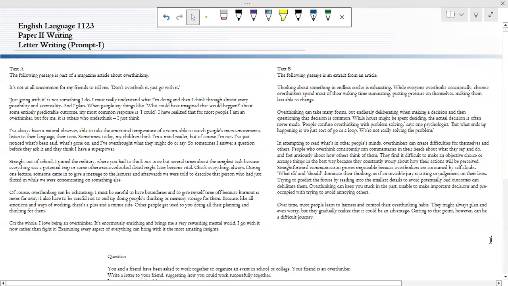So, this is what our passage 2 was, the text number B, right?